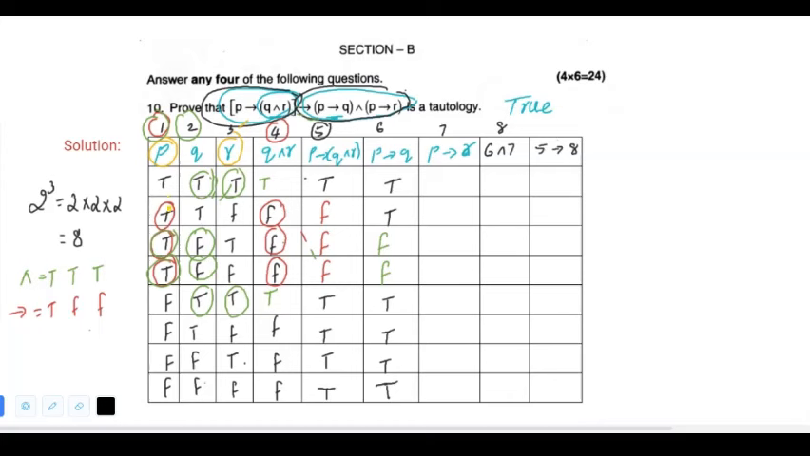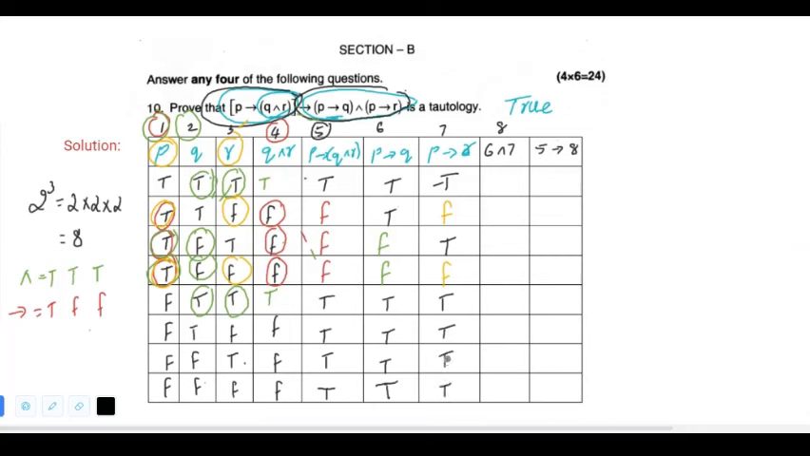So it is T and F. Yes, it is F. Then again T and F, yes, it is F. If not, all the others are true. The remaining will be true: true, true, true, T, T and T.